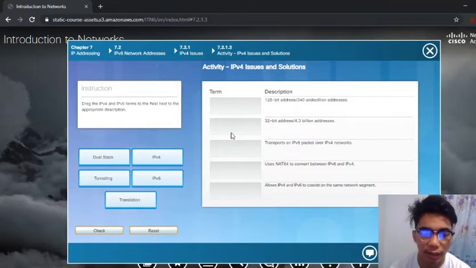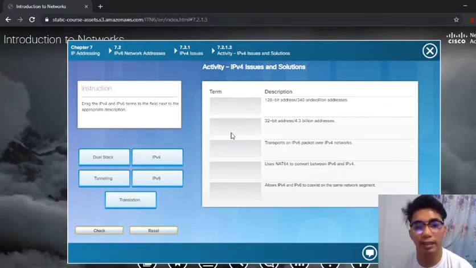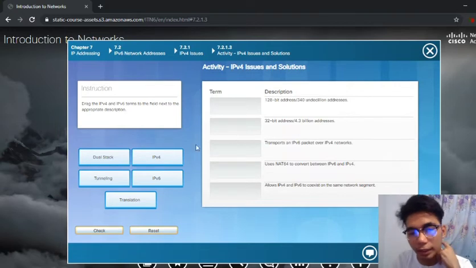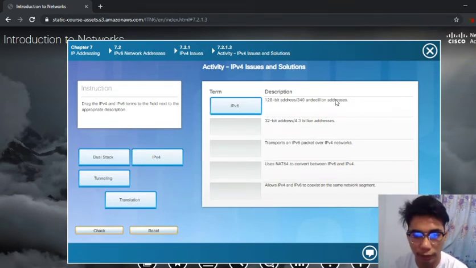Now let's try to answer it. Drag the IPv4 and the IPv6 term to the field next to the appropriate description. So let's try it. 128-bit address, 340 undecillion address. As you can see, 340 undecillion address would be IPv6, or Internet Protocol version 6, because Internet Protocol version 6 is higher and more efficient than IPv4, or Internet Protocol version 4. That's why it would be in A. And this statement right here, the 340 undecillion address, would fit IPv6.